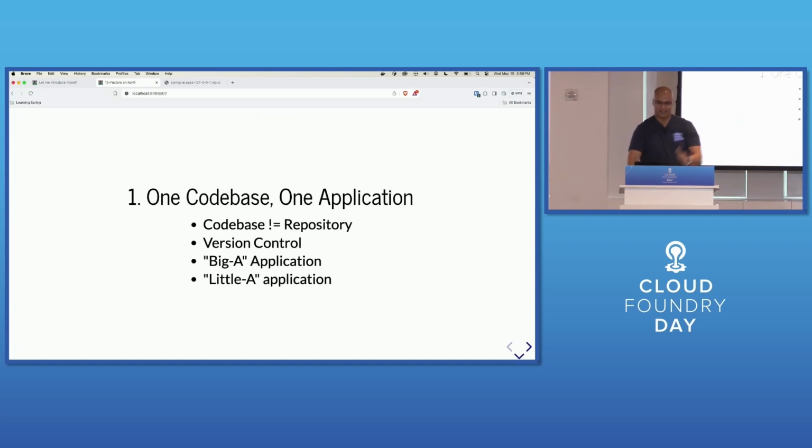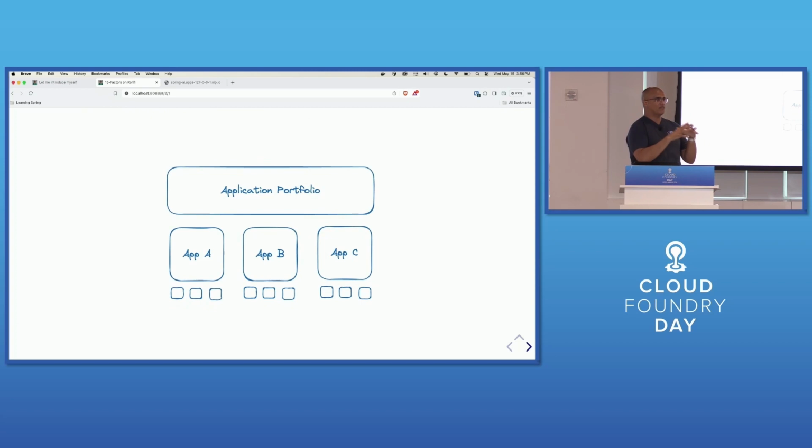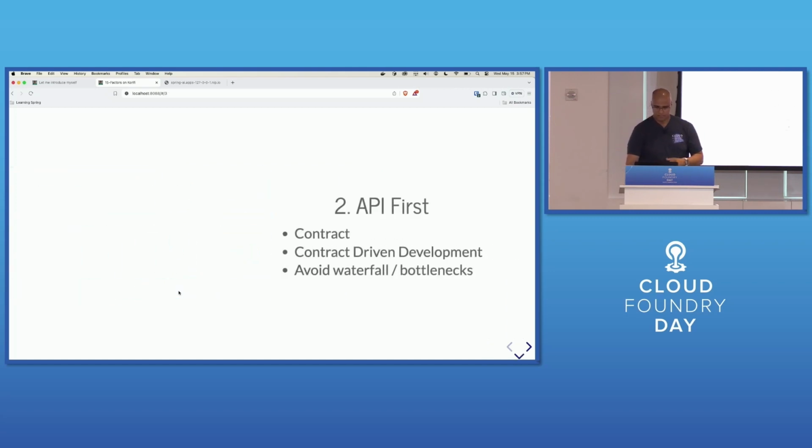It's not enough time. One code base, one application. Code base does not mean repository. I think of big A apps and little A apps. Does that make sense? I think of an app portfolio as, as a developer, I might have one product I'm taking to production. Typically we're not working on the same big A app all the time. Sometimes we're part of a line of business, in a group, so we switch between big A apps. Those big A apps have little A apps, the microservices, if you will. Make sense? This is the perspective I'm coming from.